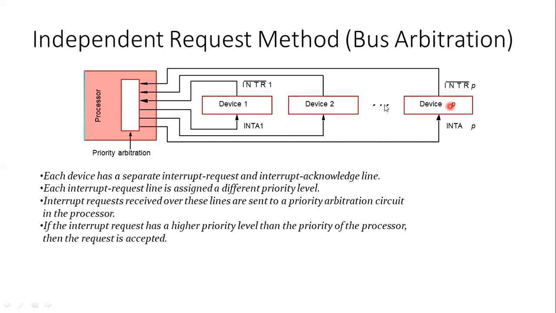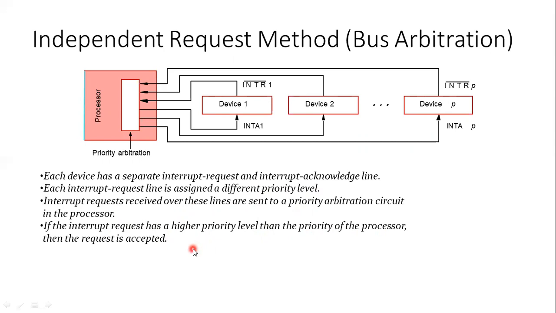Who will decide the priority? The complete priority will depend upon the processor. Each device has a separate interrupt request and interrupt acknowledgement line. Each interrupt request line is assigned a different priority level. Interrupt requests received over these lines are sent to the priority arbitration circuit and the processor. If the interrupt request has a higher priority level than the priority of the processor, then the request is accepted.